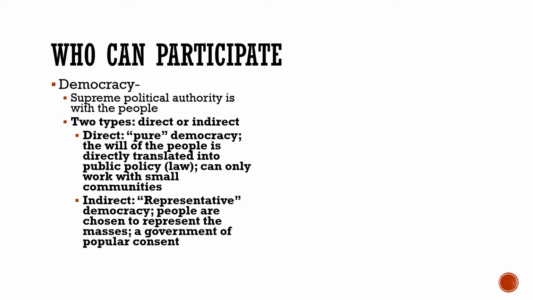Indirect or representative form is where people are chosen to represent the masses, a government of popular consent. We have an indirect democracy in the sense that we elect people to our state legislatures and we elect people to our national legislature, which is Congress. We have indirect and direct, and we see those interacting in different ways.